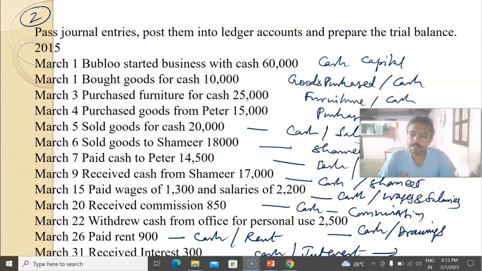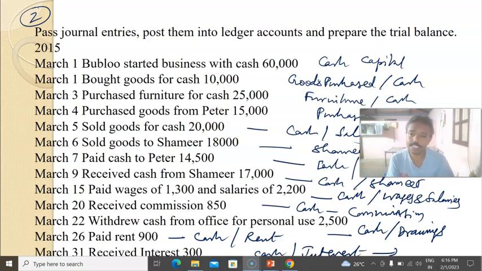Next, transaction 5, March 5, sold goods for cash rupees 20,000. Here cash is a real account, goods sold is a real account. So cash account, debit what comes in. When you sell goods, cash comes in, so cash account has to be debited. Goods sold account: when you sell goods, goods go out, so goods sold account is credited. As I said earlier, goods sold can be converted to sales account. So you can rewrite: cash account debited, rupees 20,000, to sales account, rupees 20,000, being goods sold for cash.